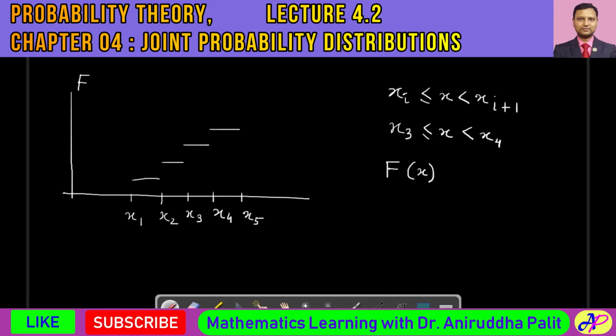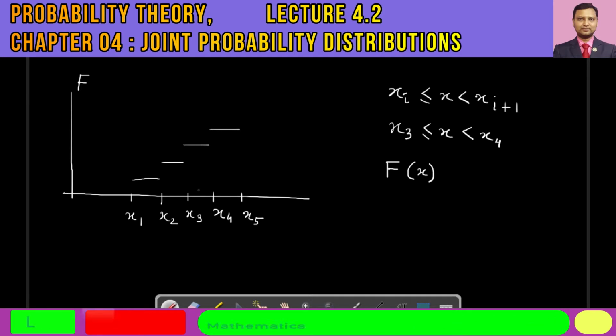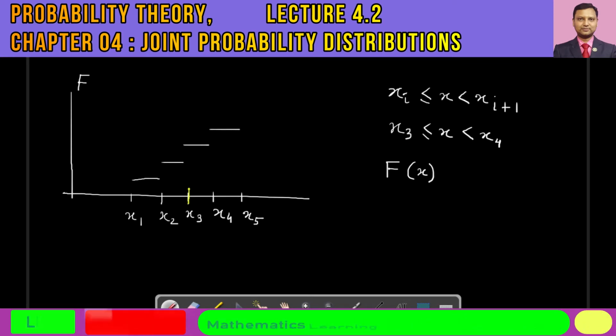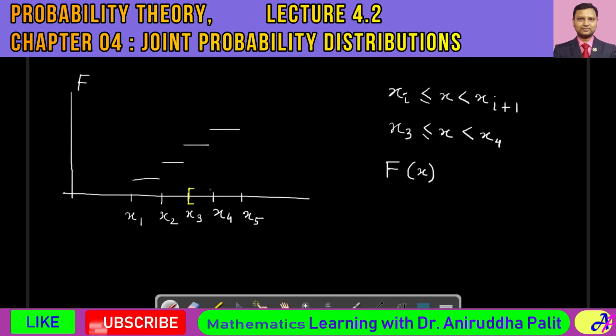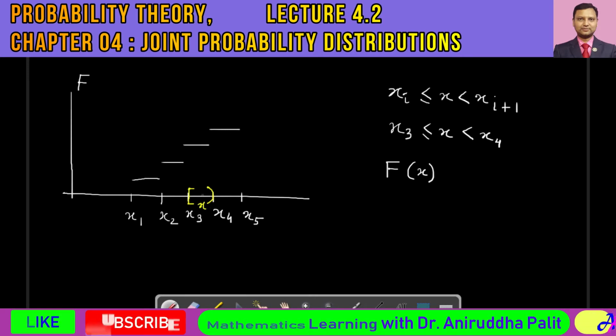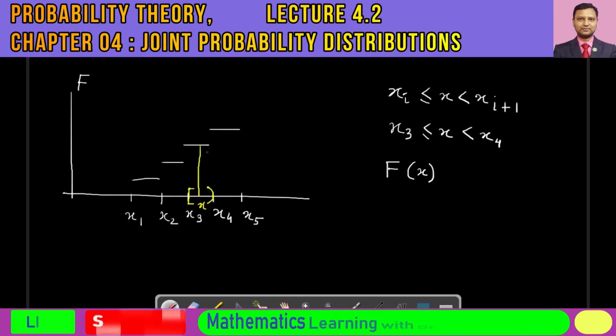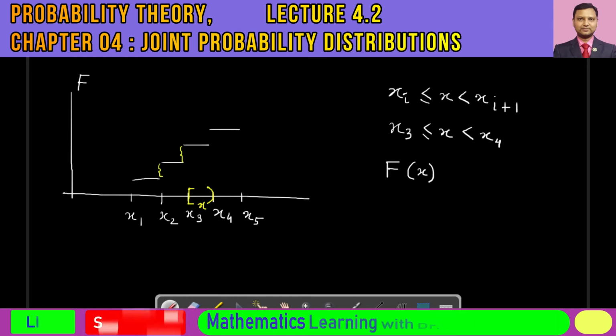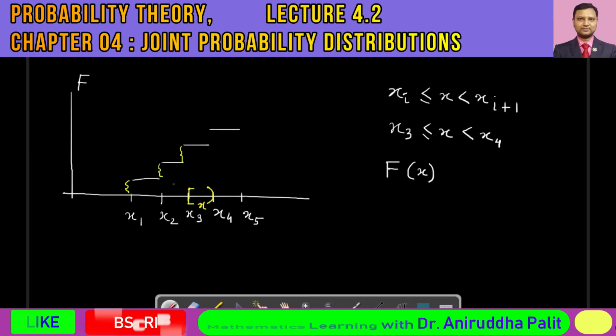Suppose this is x3 less than or equal to x less than x4. It means that x3 less than or equal to x gives us a closed interval at x3 and an open interval at x4. So x should be situated in this semi-open interval, and the value of the function is expected to be like this. This value is actually the sum of the step heights, that is, the sum of these three values.